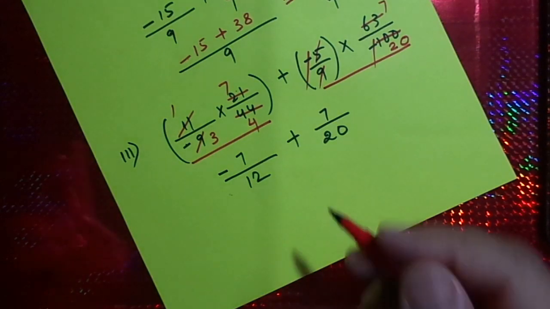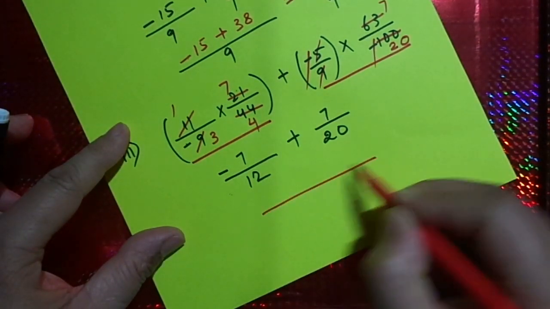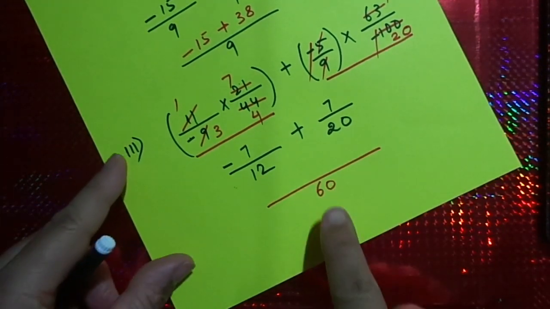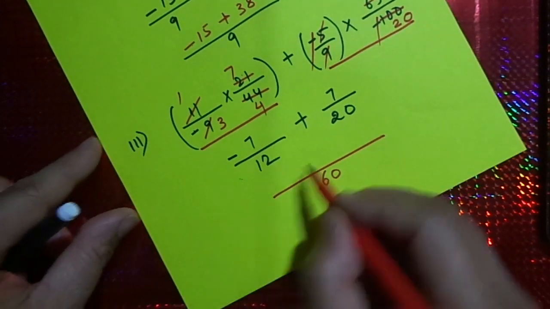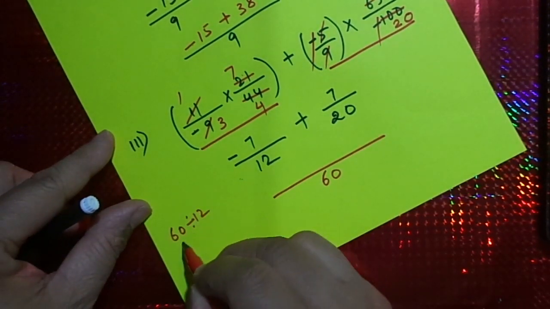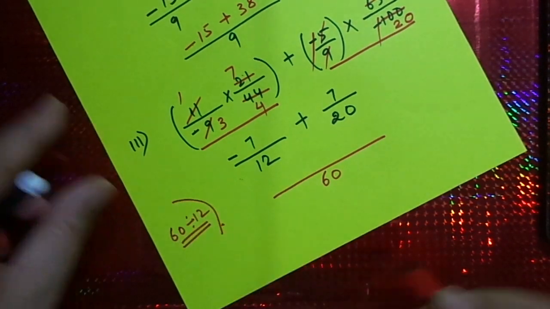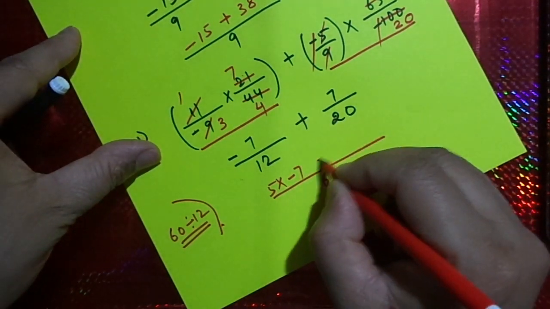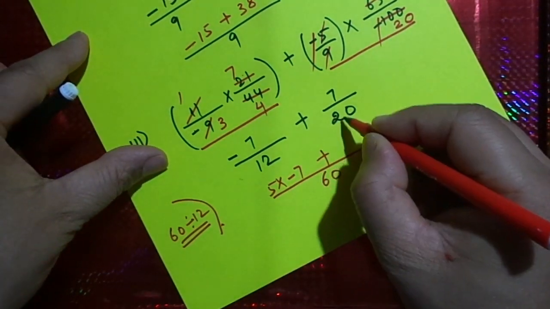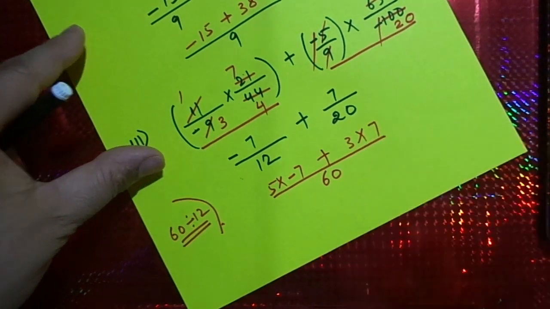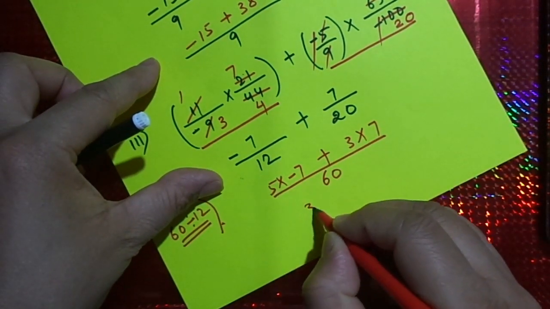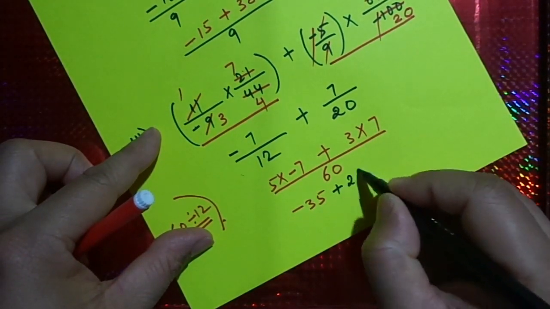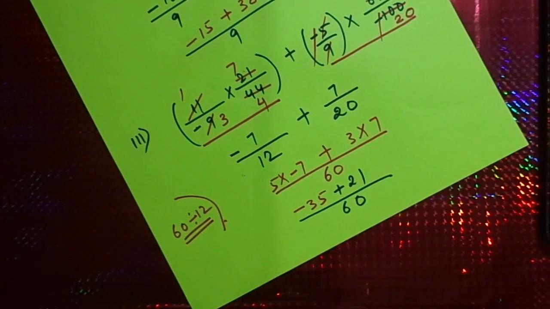Is it clear? Now, the LCM of 12 and 20, you will find it as 60. 60 divided by 12 is how much? 5. 5 multiplied by minus 7, plus 60 divided by 20 is 3, multiplied by 7. 5 times 7 is 35, and here you have plus 21 by 60.